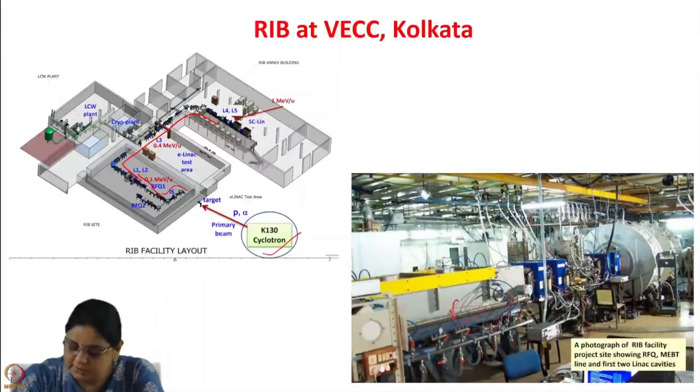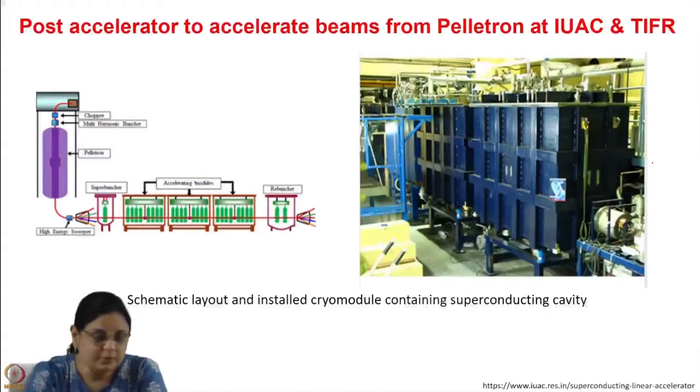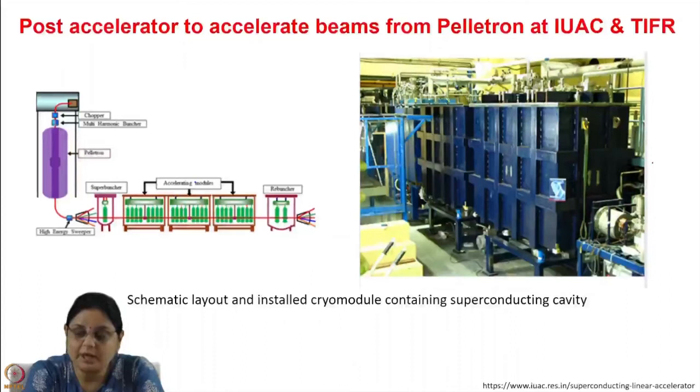This is the RFQ and this is the IH type DTL. They are also used as post accelerators to accelerate beams from the Pelletron at IUAC and TIFR. So at IUAC in New Delhi and at TIFR in Mumbai, we have the Pelletron 14 and 15 million volt tandem accelerator.